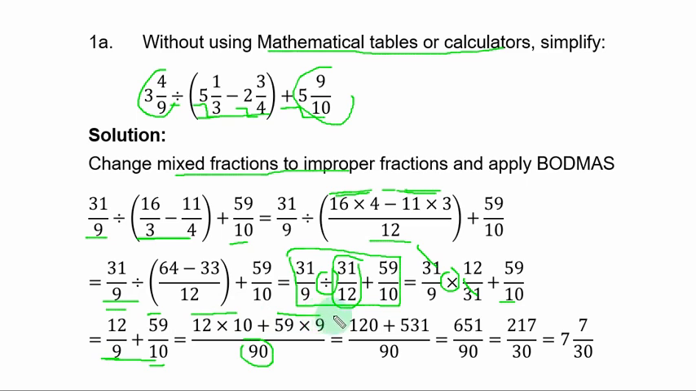When you multiply, you have 120 plus 531/90, and when you add, you have 651/90. You can divide by 3, and you have 217/30, and when you convert to a mixed fraction, you have 7 whole number 7/30. This detailed solution simply shows that no calculator or table was used.